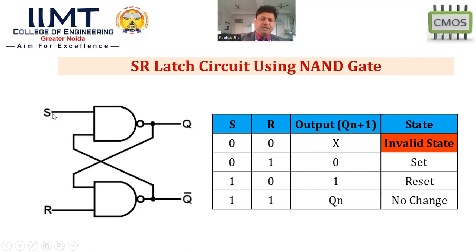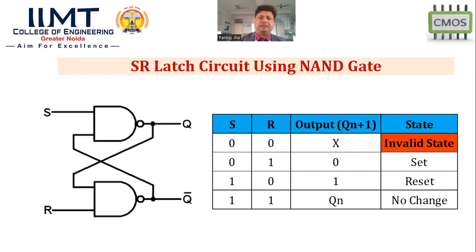Okay. Similarly, if suppose S is 0 and R is 1, in that case we will get 0 output, and if S is 1, R is 0, then we will get 1 output, and for the 1, 1 condition we will get the previous output Qn. So the set and reset conditions will be obtained when S equals 0, R equals 1, and S equals 1, R equals 0.